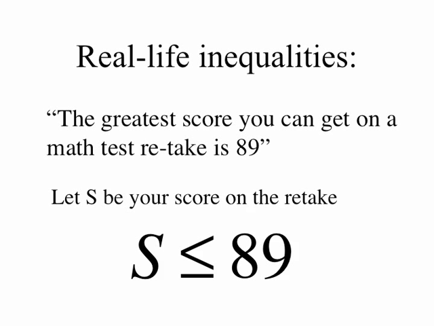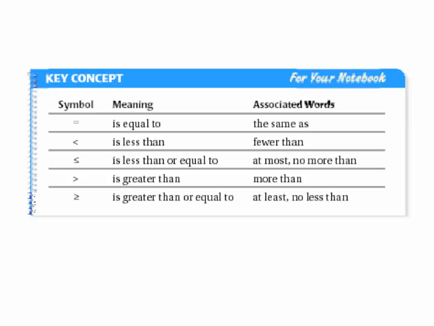What are some real-life situations we use inequalities to model? Well, here's one. We used to have a policy that the highest score you could get on a retake in a math test was an 89. So if S is your score on the retake, then S is less than or equal to 89. In your book, you'll see this chart that helps you understand the connections between certain words in word problems and the mathematical symbols. Be careful because things like fewer than or at most or no more than can get a little bit confusing, so you may want to copy this table down into your notes, or you may just want to refer back to it as you're working through word problems.